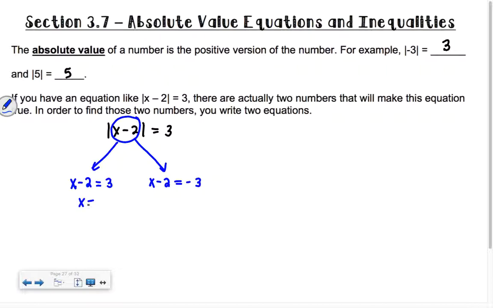So I'm going to get x equals 5 here, and I get x equals, if I add 2, I get -1. So my two answers here are 5 and -1. And you can always check. If you go back and plug in 5, you get 5 minus 2 is 3. Absolute value of 3 is 3. -1 minus 2 is -3. Absolute value of -3 is 3, right? So we know we're good.